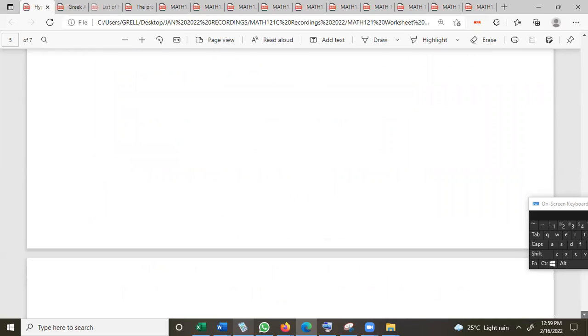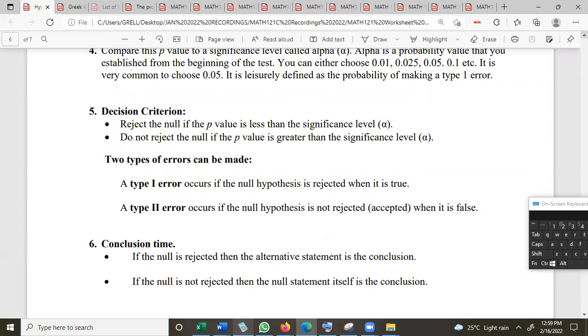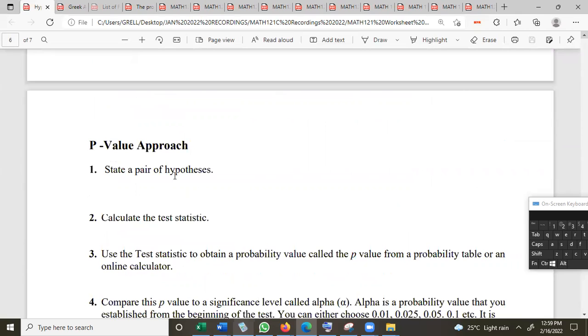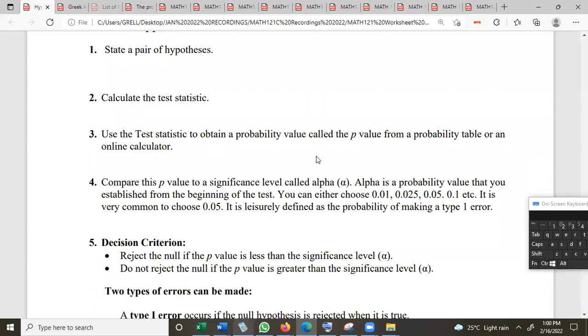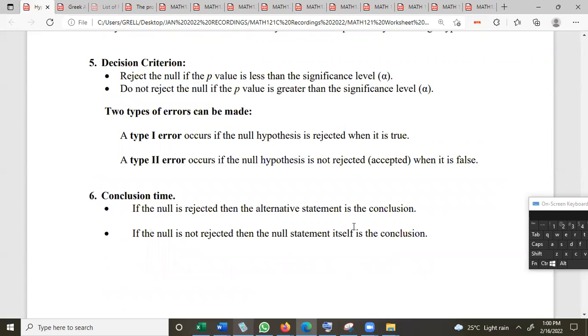Then you have the p-value approach. Okay, the p-value approach starts with the pair of hypotheses. You have to calculate the test statistic and then use that test statistic to get a probability value, called a p-value. And you have to compare that p-value with what you call a significance level that is established already. 0.05 is one of the most popular ones. And then you have to decide, and then you have to conclude. So the p-value has 6 steps, which is a little simpler than the critical value approach.